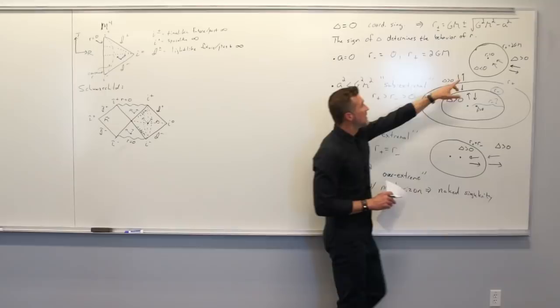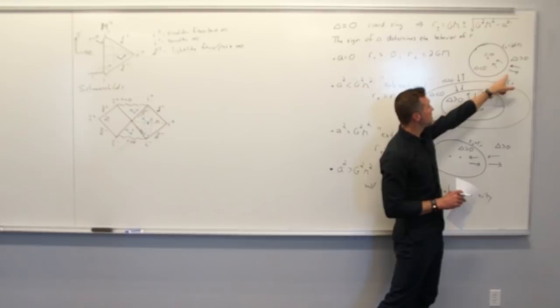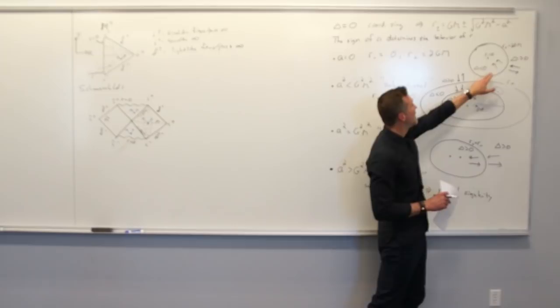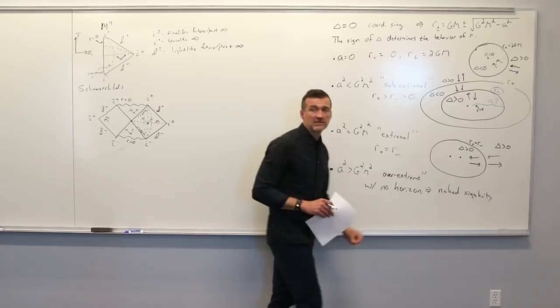So in the Schwarzschild, we have one event horizon radius. Outside of it, you can move towards or away. And we found that from the sign of the delta term in the metric. Once you're inside the horizon, you can only move towards r equals zero. And in this case, r equals zero represents a true curvature singularity.